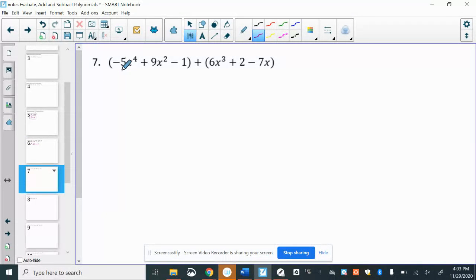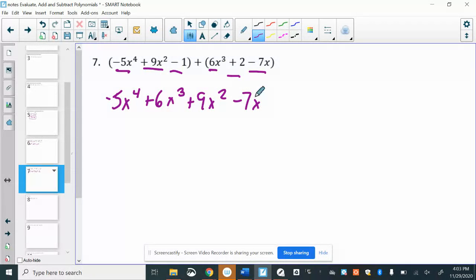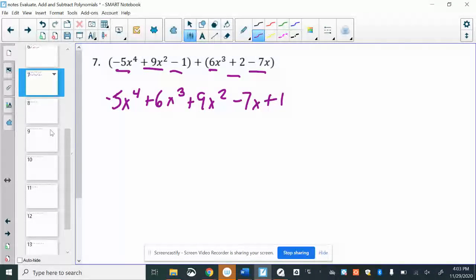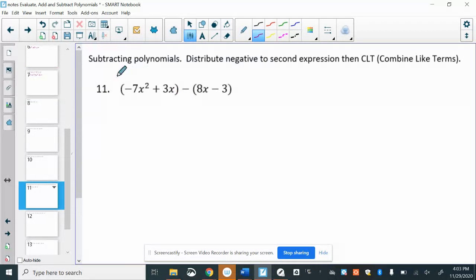Just one more here. I only see one x to the 4th, so minus 5x to the 4th. It's just the 1x cubed, so plus 6x cubed. It's just the 1x squared, plus 9x squared. We have minus 7x, but we do have two constants here, so we're going to get just the plus 1. All right, I have 3 problems for you guys to try on your own. Again, answer key in Schoology.